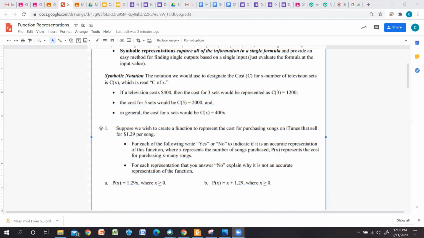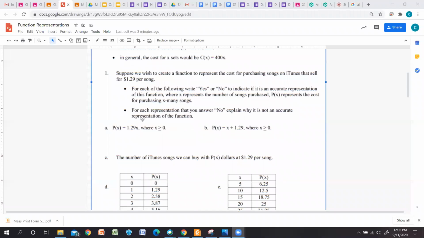So first, question 1 is there is one description, something about iTunes, and it's just one sentence. Suppose we wish to create a function representing the cost of purchasing songs on iTunes that sell for $1.29 per song. So this is a linear function. So think about what the y-intercept and slope is. And for each one, you just say yes or no. Does this represent this description?